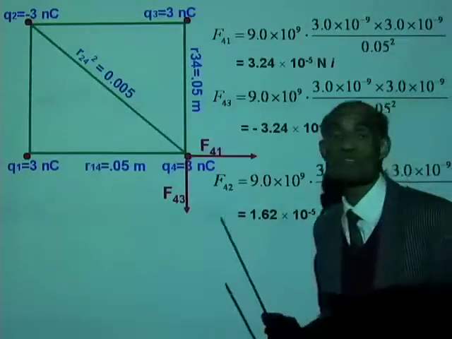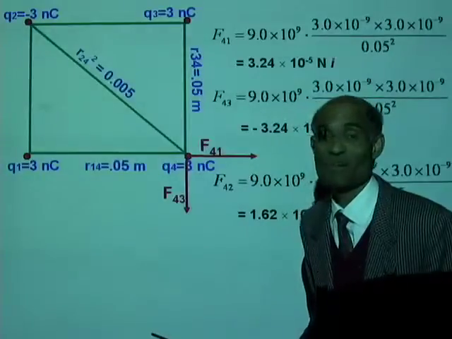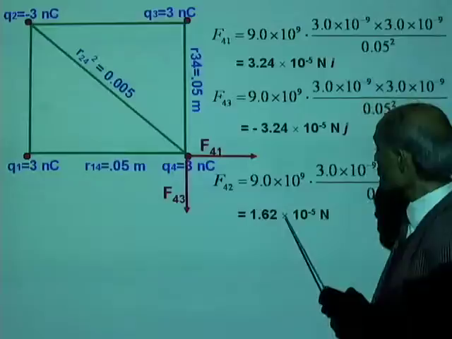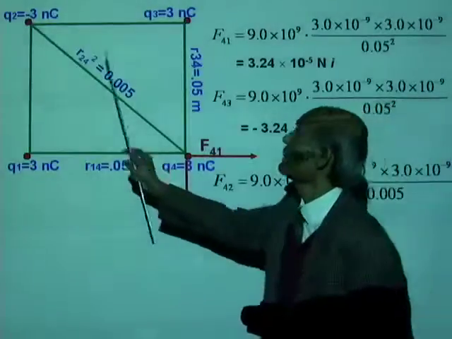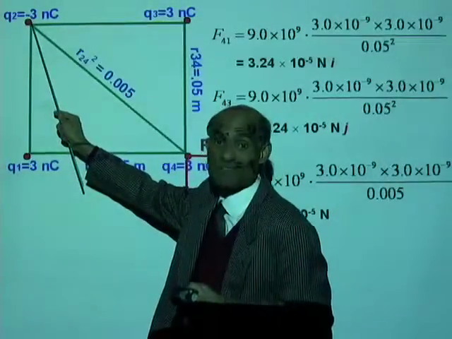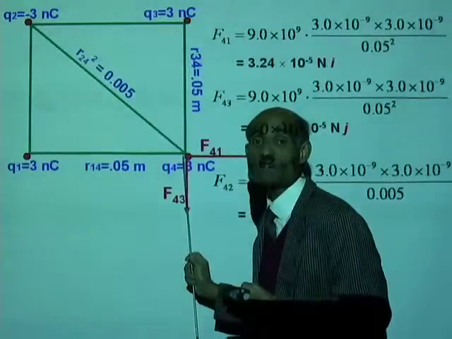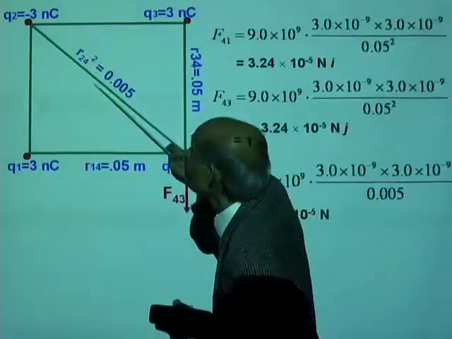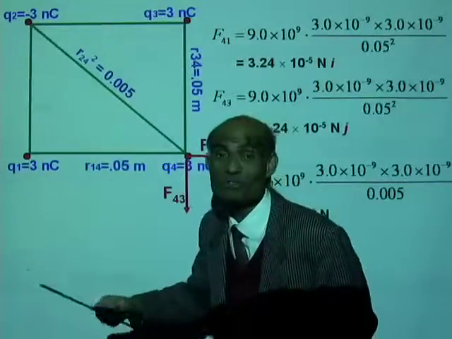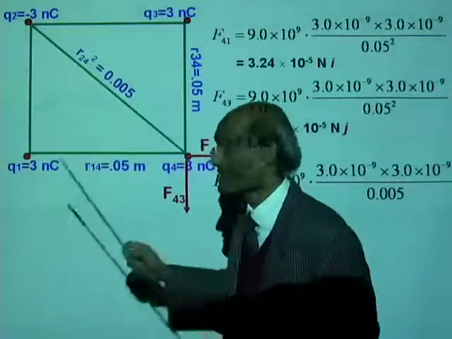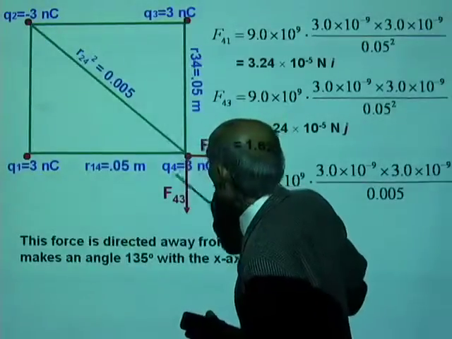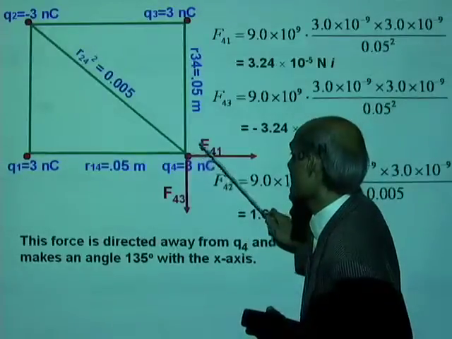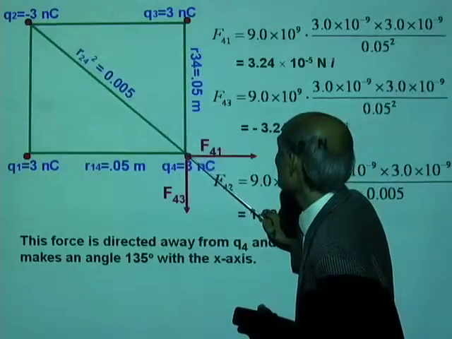Now you can see I haven't put I or J there. Why? Because I don't know yet. What is the direction of this force? Now, Q2 is a negative charge. Q4 is a positive charge. So Q4 will be attracted by Q2 because Q2 is a negative charge. So this force will be directed toward Q2, away from Q4, and makes an angle with the x-axis.